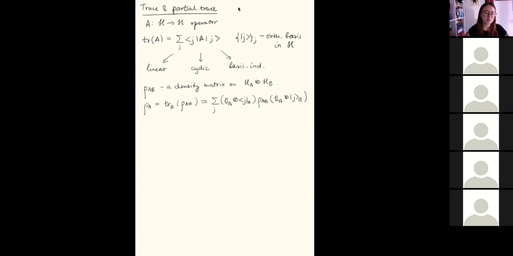Hermitian, and so on. Okay, so I will not talk more about it. There is a bit more in the exercise, but please revise these things if you feel uncomfortable with them.